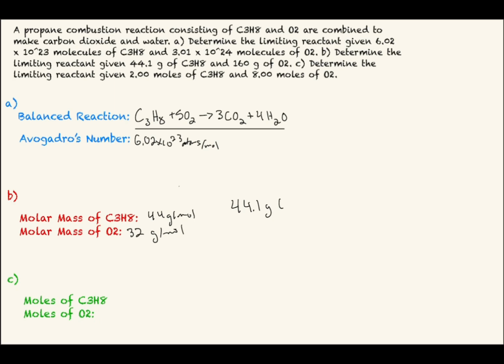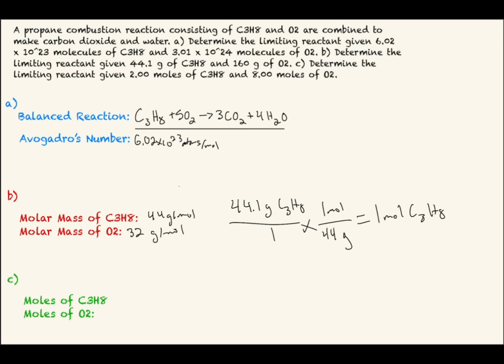So we're going to have to start with C3H8, which gives 44.1 grams of C3H8 over 1. And we need to get this to moles, so we'll use molar mass. And the molar mass of C3H8 is 44. So then we're going to put that on the bottom, 44 grams, and that just gives us 1 mole C3H8.